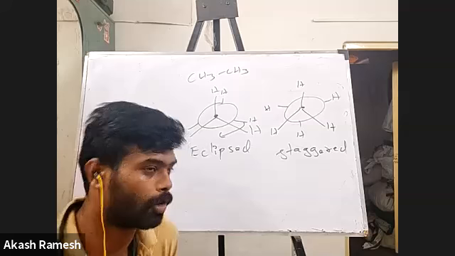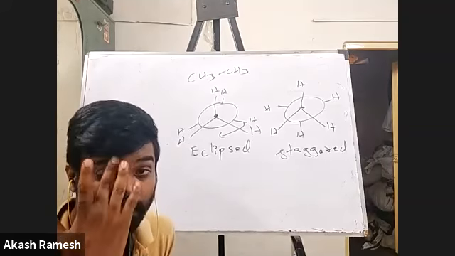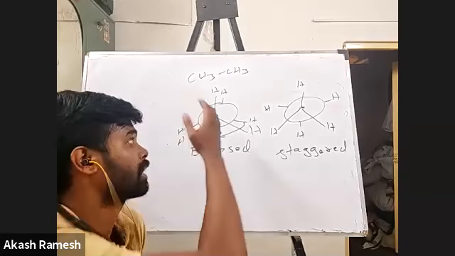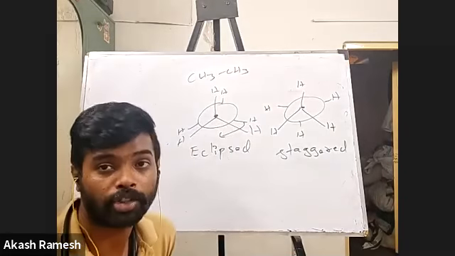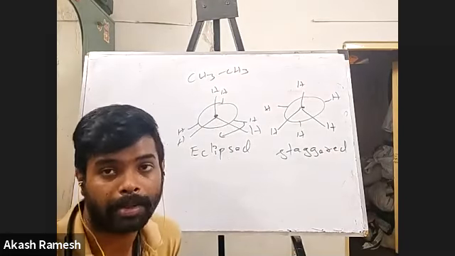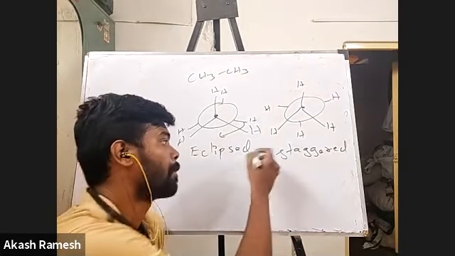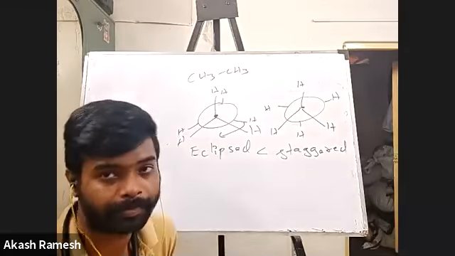Staggered, because it attains less repulsion. Good, right? So staggered is more stable because obviously between the hydrogen atoms, I have the least repulsion. In eclipsed, the hydrogen atoms are very close to each other, so there the repulsion is more. So definitely staggered is more stable compared to eclipsed.